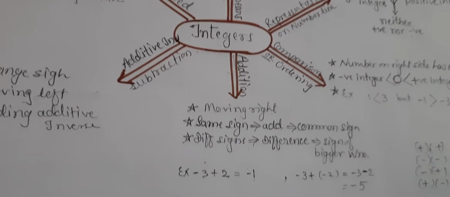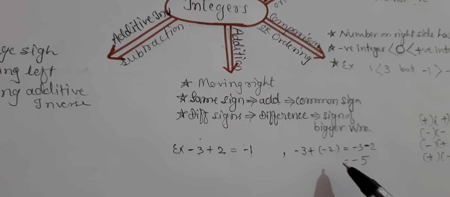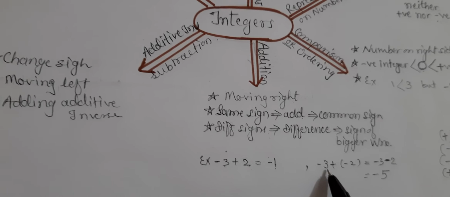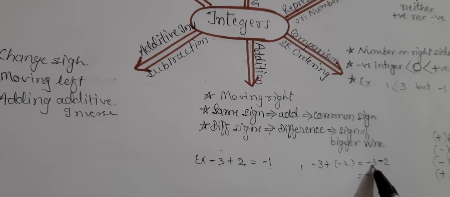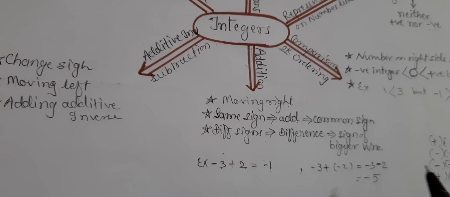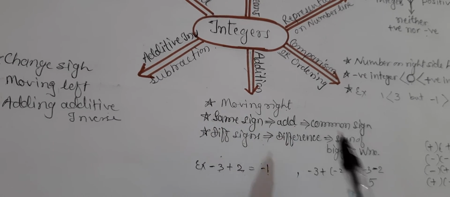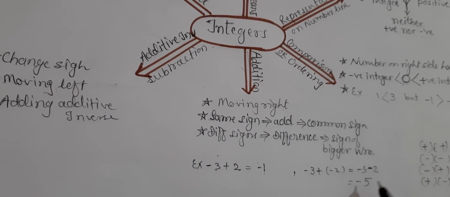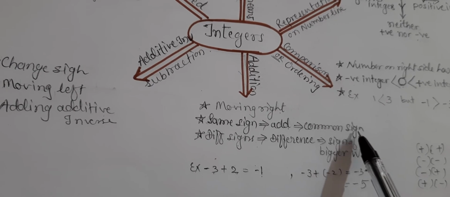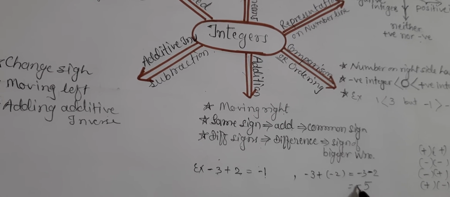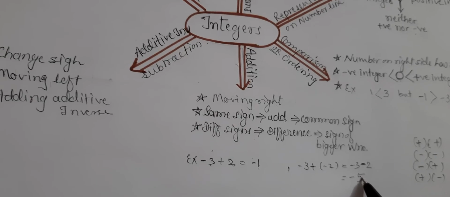If we solve without using the number line, how will we solve it? Now 3 has a negative sign, 2 also has a negative sign. Both have the same sign, negative, negative. Then we have to add. So 3 plus 2 will be equal to 5. And what is the common sign? Their common sign is negative. So minus 5 will be your answer.